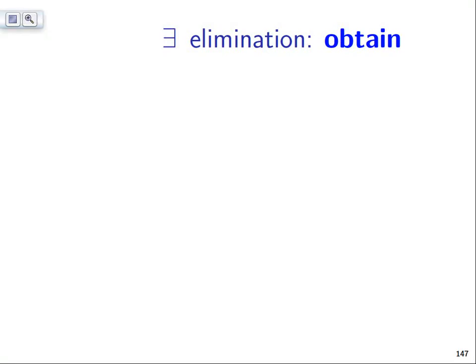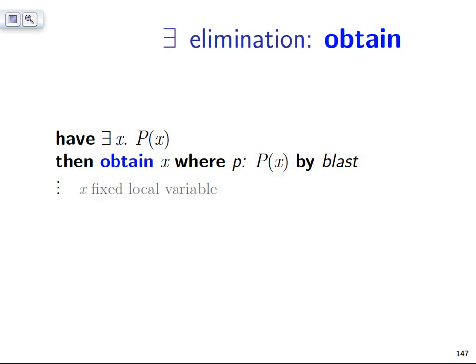So let me move on to the elimination rules. What can you conclude from an existential or a universal statement? The elimination rule for an existential is something where there's really an explicit language element in Isar, and this is called obtain. And so this is how it works.